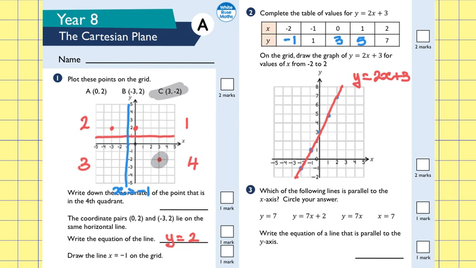Which of the following lines is parallel to the x-axis? Well, to be parallel to the x-axis, it must be a horizontal line. So it is y equals a number. And the only one that has y equals a number is that. So the equation of that line is y equals 7.